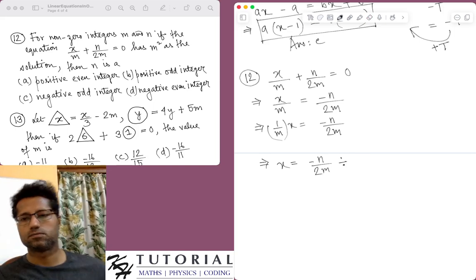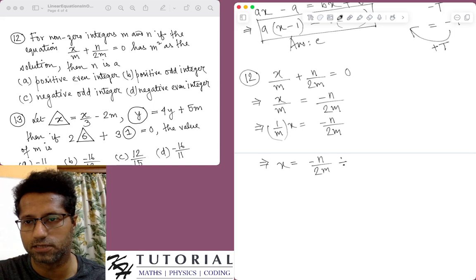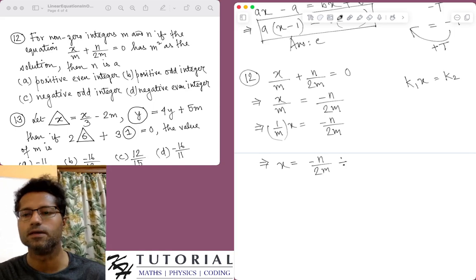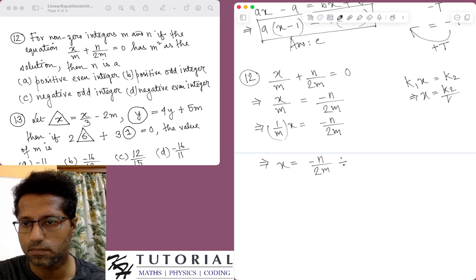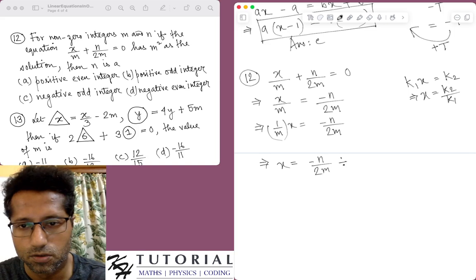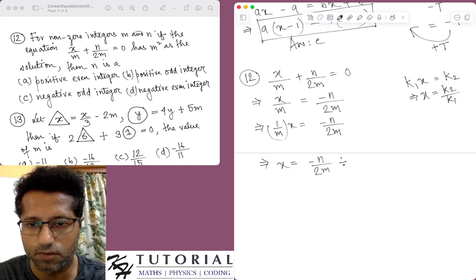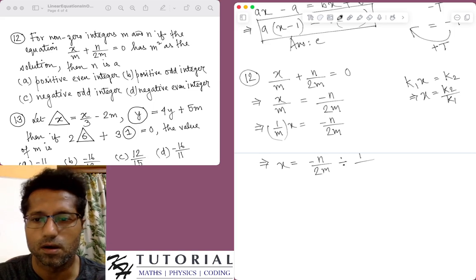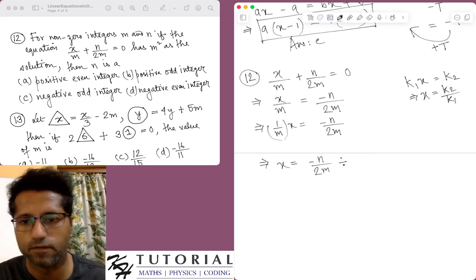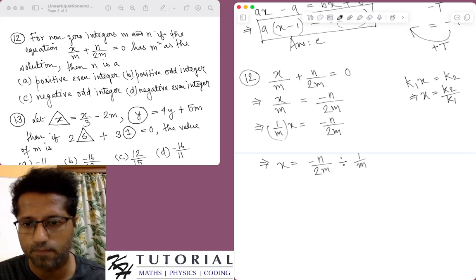So when you have a linear equation, the final stage will always be something like this: k1 x, if the variable is x, equals k2. So k2 is a constant and k1 is a constant. Definitely k1 is a non-zero constant. From here we solve x as k2 by k1. So I'm applying this concept. We got 1 by m into x equals minus n by twice m. So x equals minus n by twice m divided by 1 by m.